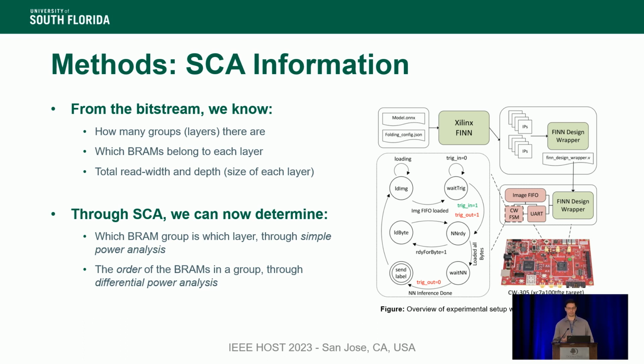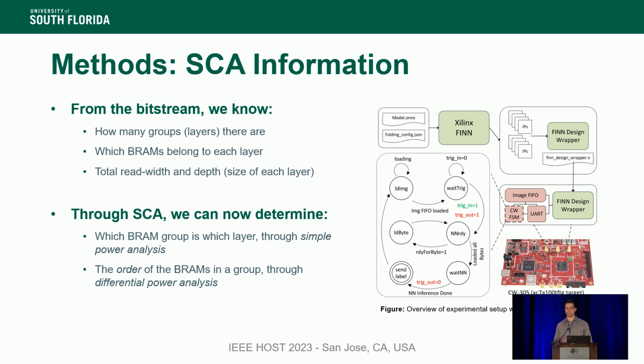So this doesn't tell us everything, though. So from the bitstream, we know how many groups or layers there are, which blockrams correspond to each layer, and what the total read width and depth is of each layer, and so the size of each layer. Through side channel analysis, we need to determine which group is which layer through simple power analysis, and then the order of the BRAMs in a group through differential power analysis.